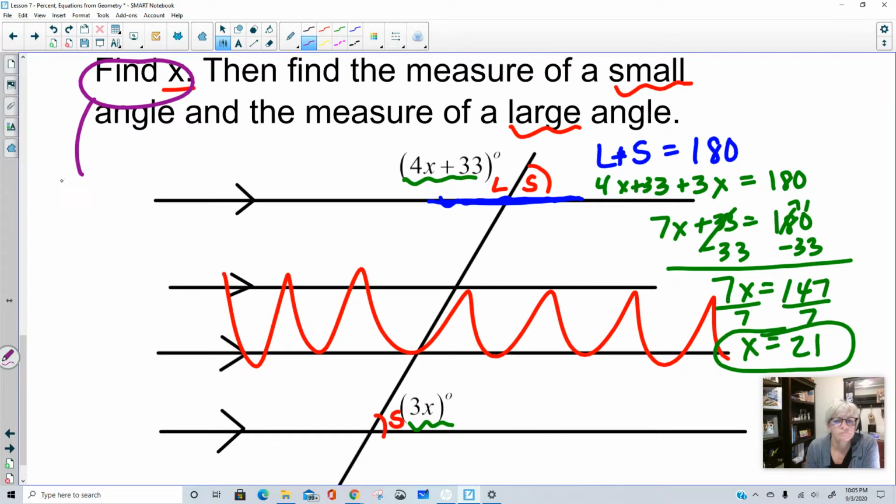Okay, and the small angle is 3 times 21. So we're going to substitute 21 back in there. We have 63 degrees. And if you did add these two up, a large and a small, do they equal 180? 6, 7, 8. Yep, they do. So it all works out. A large angle plus a small angle equal 180 degrees.